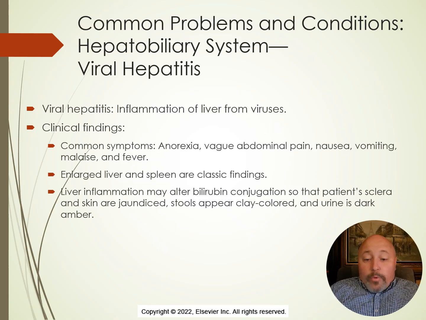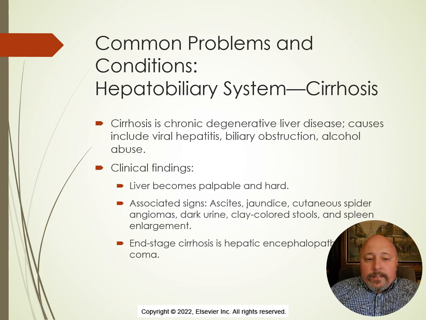Hepatitis has many different forms, A, B, C, and they come from an inflammation of the liver from viruses. Common symptoms are going to be anorexia, vague abdominal pain, nausea, vomiting, malaise, and fever. It can also result in enlarged liver and spleen. This liver inflammation may also alter the bilirubin, causing the sclera and skin to be jaundiced or yellow, or the stools to appear clay colored. Cirrhosis. This is a chronic degeneration of the liver tissue. Could be caused by things like viral hepatitis, alcoholism, or biliary obstruction.